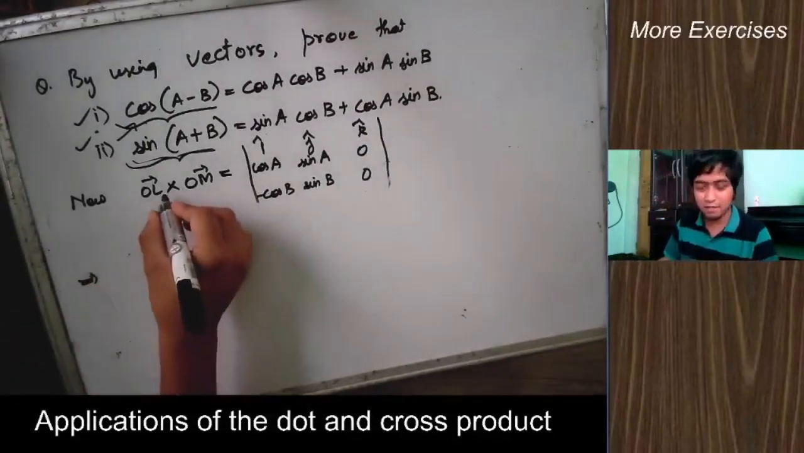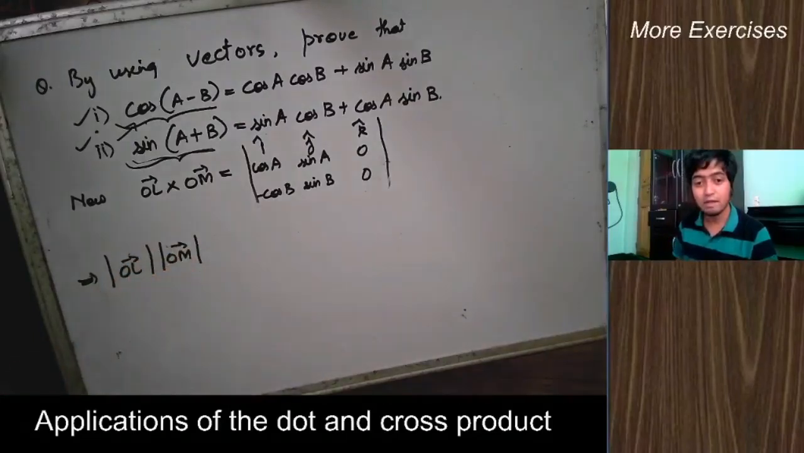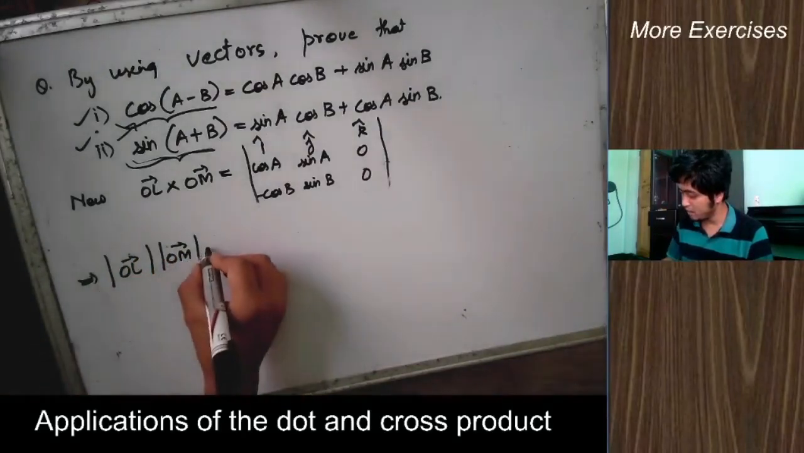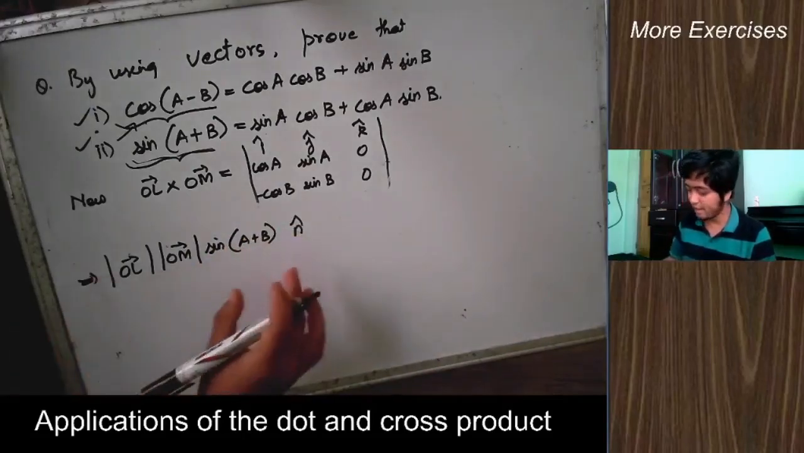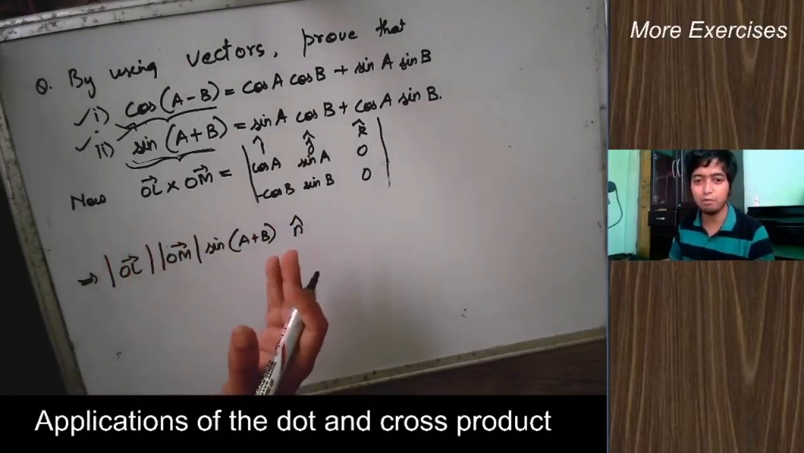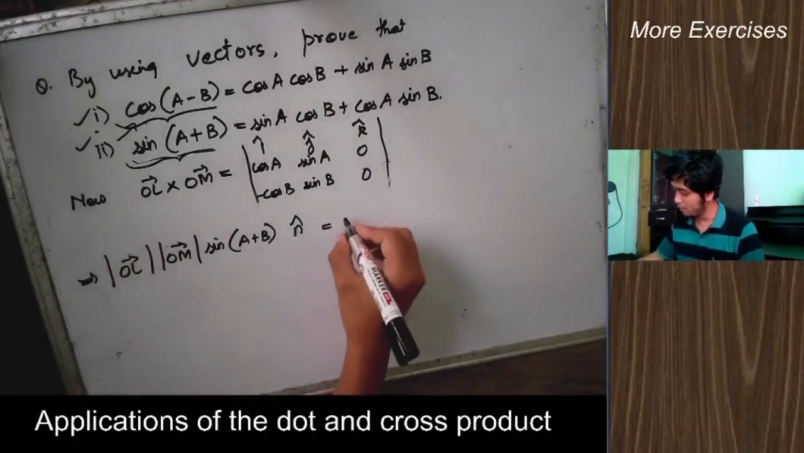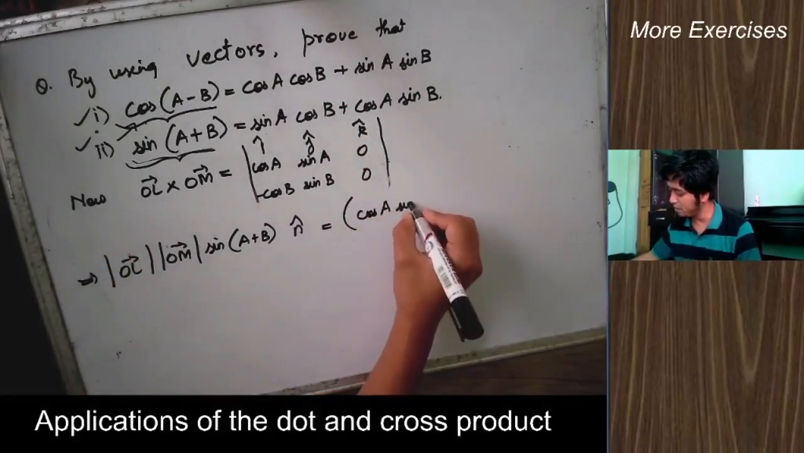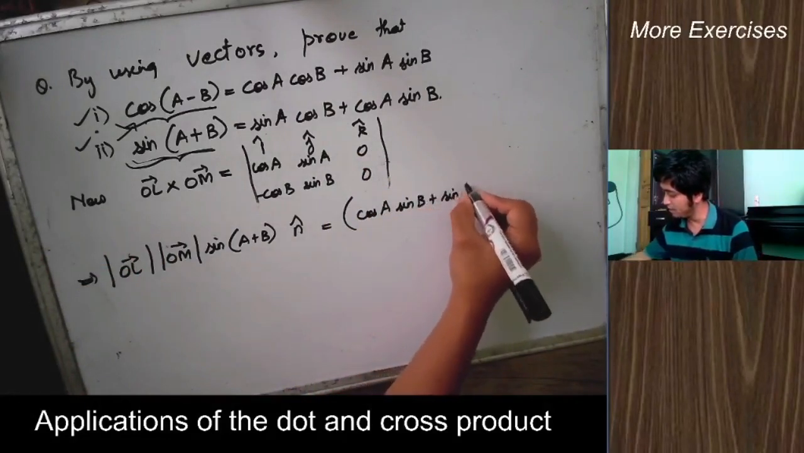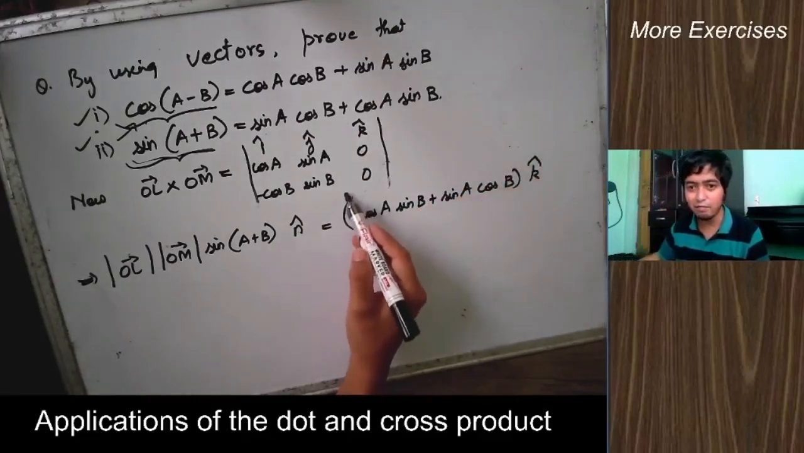So we can even expand this one by using the formula. It will be |OL||OM| sin(A plus B) n cap, where n cap is a vector perpendicular to both OL and OM. And over here we can do the calculations. We will get cos A sin B plus sin A cos B. After expanding this determinant, we will have this.